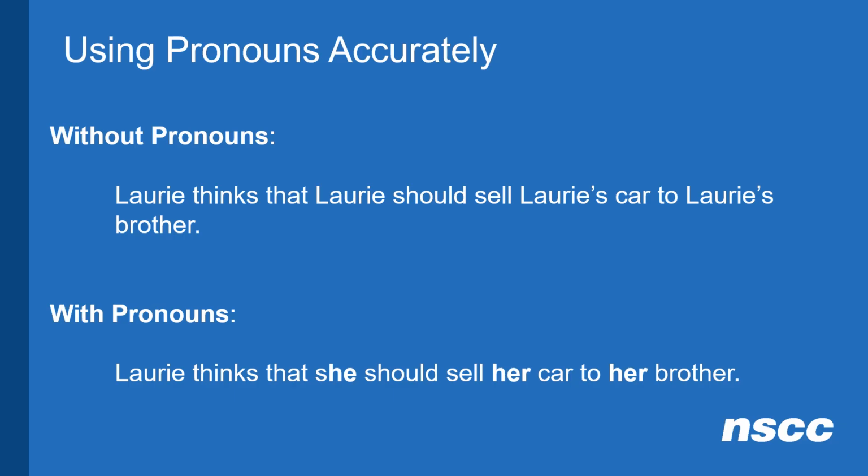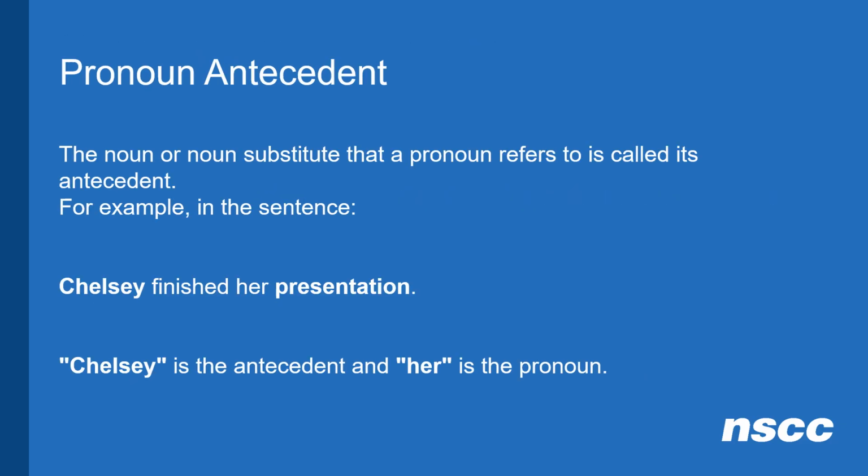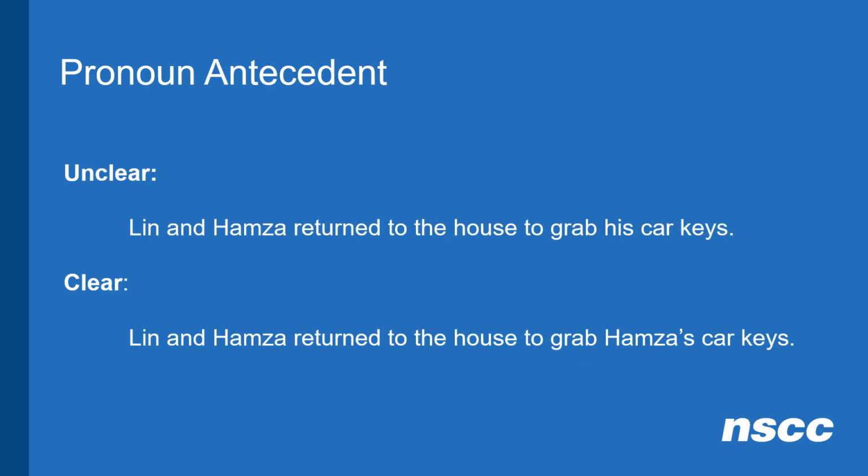Which one sounds better to you? Do you find one easier to read than the other? Do you find it easier to follow? An antecedent is a word, phrase, clause, or sentence to which another word, especially a following relative pronoun, refers. So, the antecedent is what the pronoun is referring to. For example, in the sentence, Chelsea finished her presentation, Chelsea is the antecedent, and her is the pronoun.